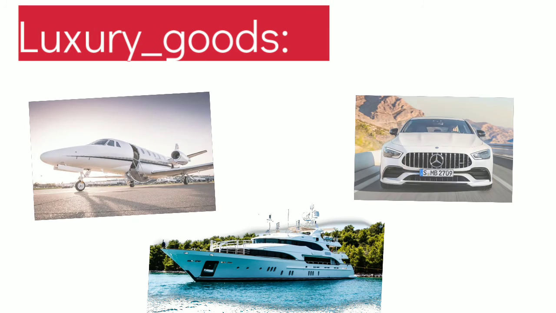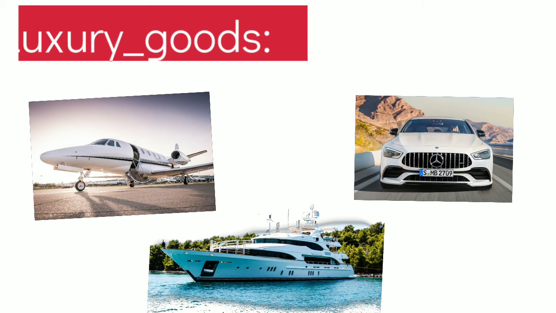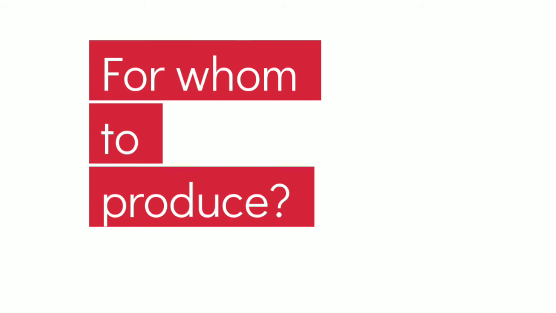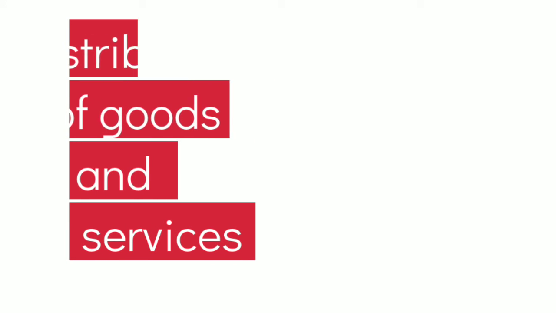On the other hand, if the society consists of more rich people, then the society may have to consider production of relatively more luxury goods along with the essential goods. Thus, the problem of for whom to produce refers to the problem of distribution of goods and services between the different sections of the society.